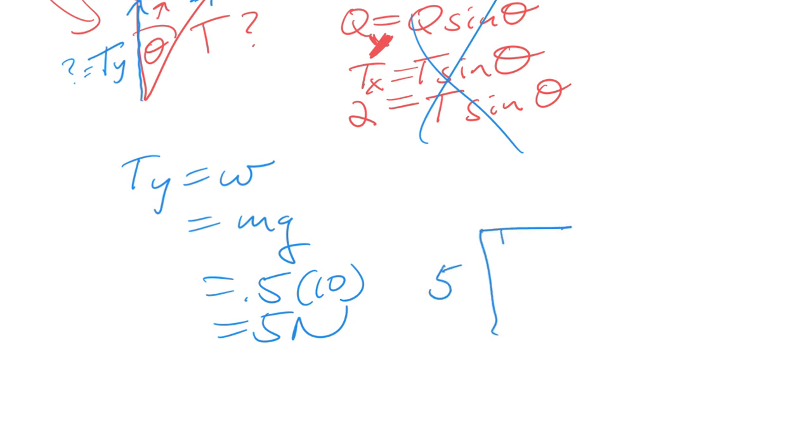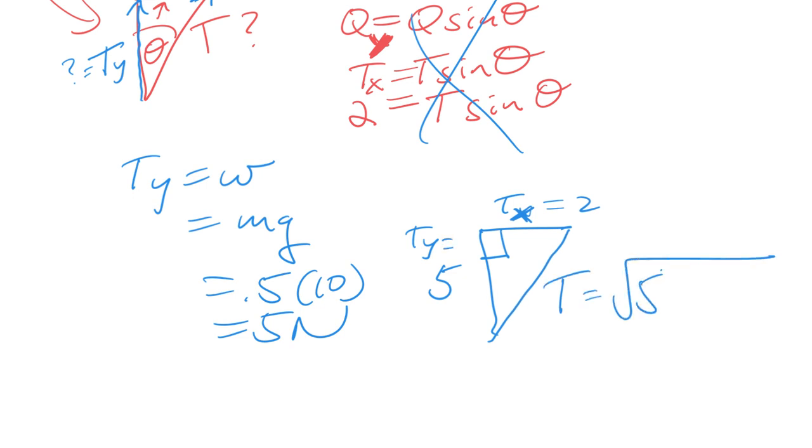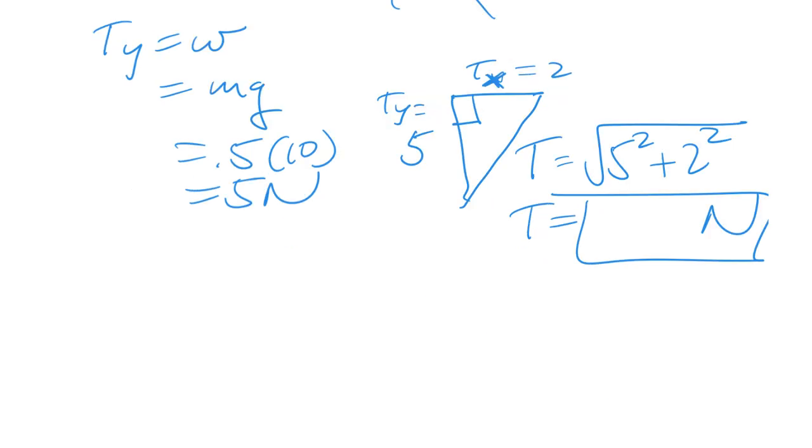We got Tx is 2. We got the hypotenuse T is equal to the square root of 5 squared plus 2 squared. I get 5.39 for the tension in the string.